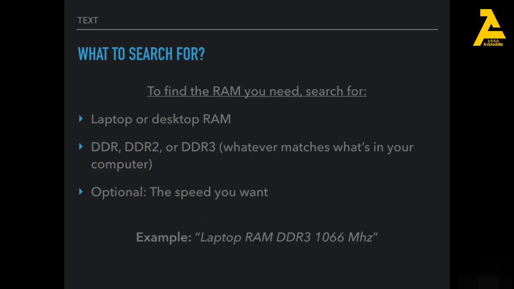In order to find the RAM you need, you should search for either laptop or desktop RAM, DDR, DDR2, or DDR3, matching whatever is in your computer, and as an option you can add the speed that you want. So in the example, I typed laptop RAM, DDR3, 1066 MHz. When you search for that, you'll see lots of results from a lot of different companies.